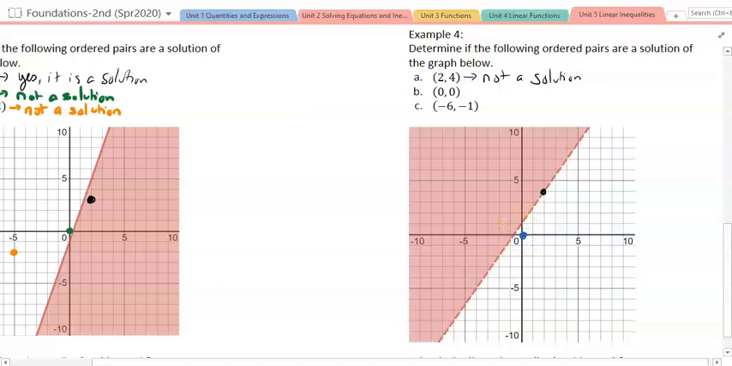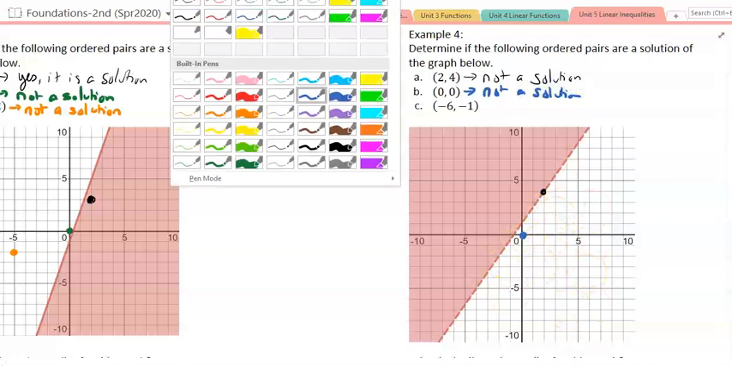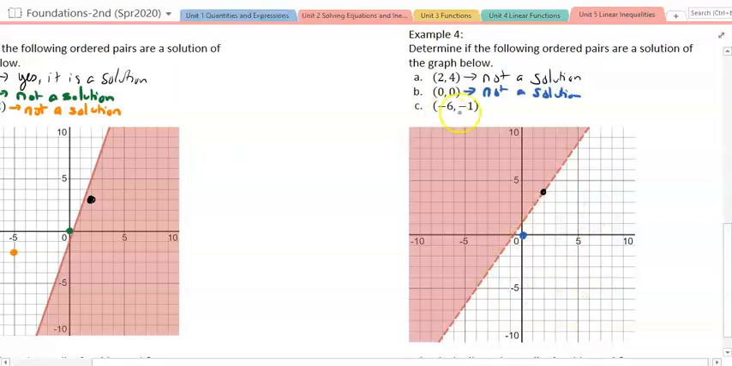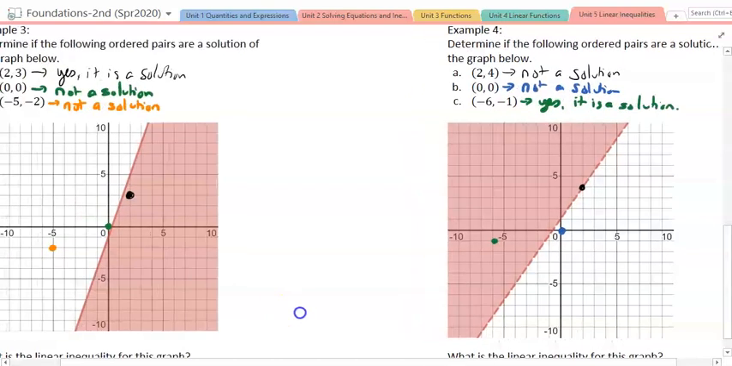0, 0 again is not in the shaded region of this picture, so 0, 0 is not a solution because again it's not in our shaded region, it's in the white region, right? Last ordered pair, we're looking at -6, -1. So -6, -1 is way out here, and it is in our red shaded region, so -6, -1 is yes. It is a solution.